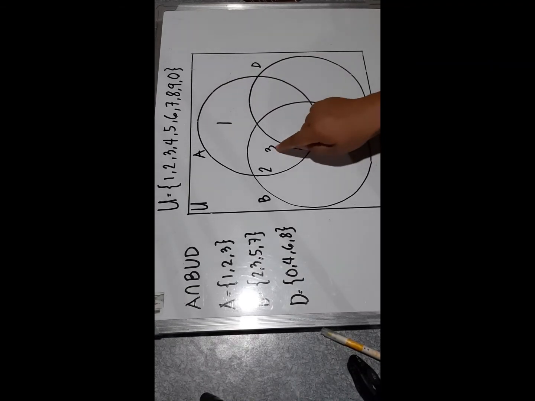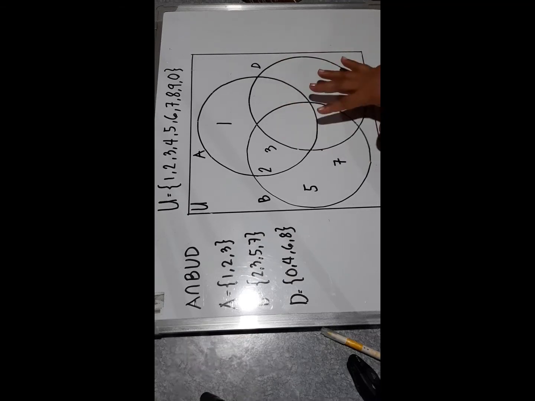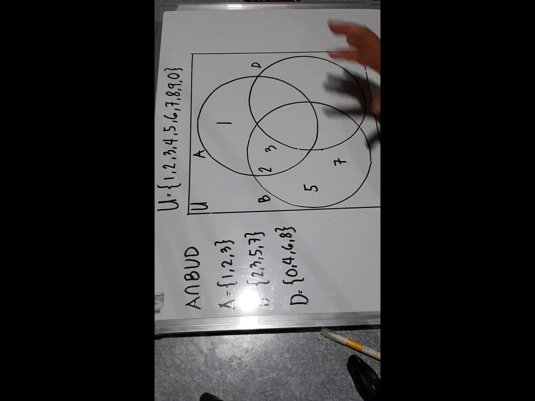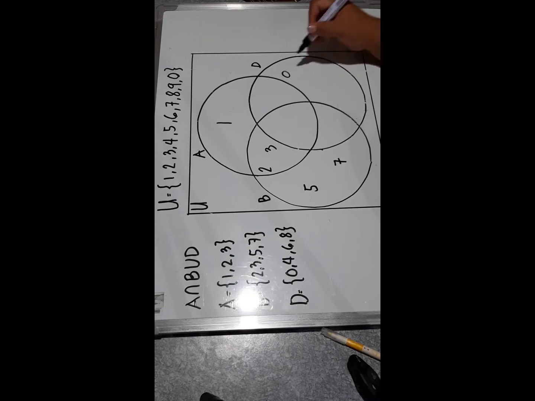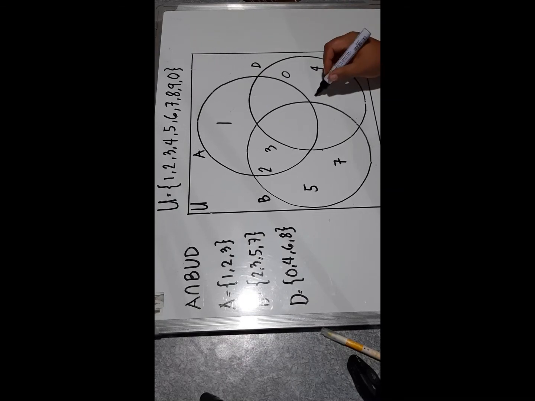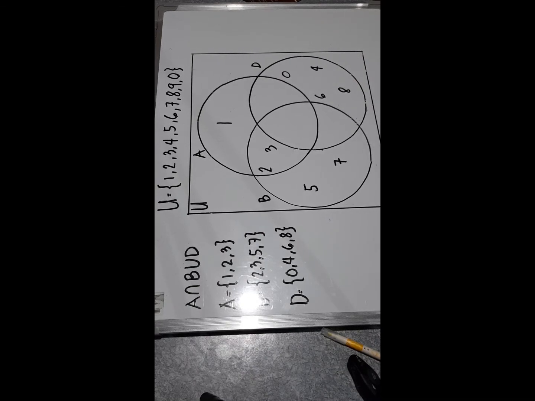On B, aside from 2 and 3, we have 5 and 7. And on D, we have not written anything yet, so we write it on this portion only. We cannot write it there because that is an overlapping portion. So that is 0, 4, 6, 8. So, we are done with the 3 sets.